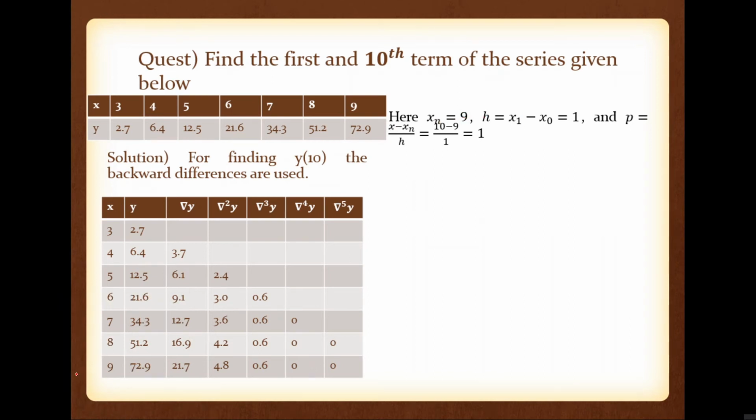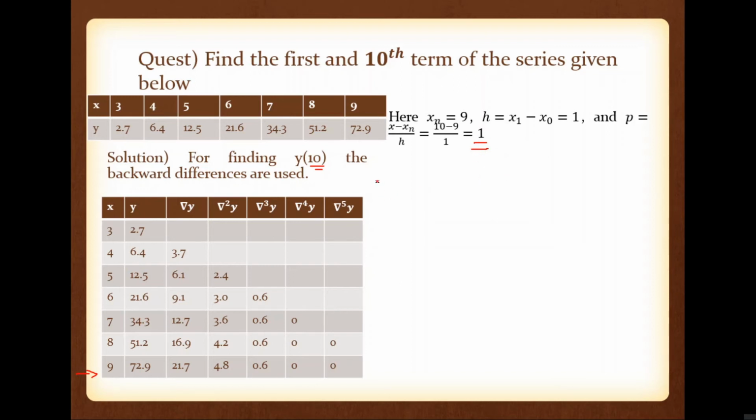So we can use xn here because the pivot is xn. We are writing all with respect to xn, so xn equal to 9. So h is equal to the difference between any adjacent value. So that is 4 minus 3, that is 1. Now p is equal to xp minus xn divided by h. Xp is this one, 10. 10 minus 9 divided by 1. So we have 1 here. So this one is a little bit easy. We can easily calculate this one.